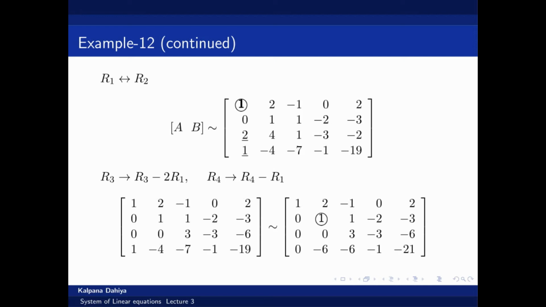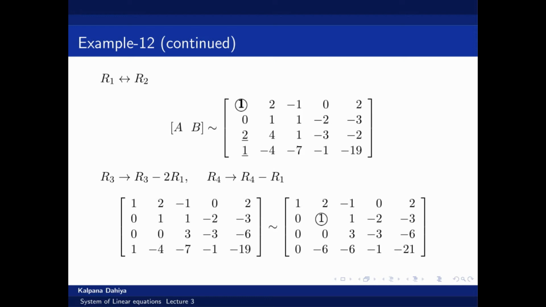Then we have the following augmented matrix. You can see the first row is actually the second row in the previous matrix given on the previous slide. So we finally have 1, 2, -1, 0, 2 as the first row, and the second one is 0, 1, 1, -2 and -3. The remaining third and fourth rows are the same. Now I can start with the first row, and its first entry is 1, which is non-zero. So this is the pivot element.